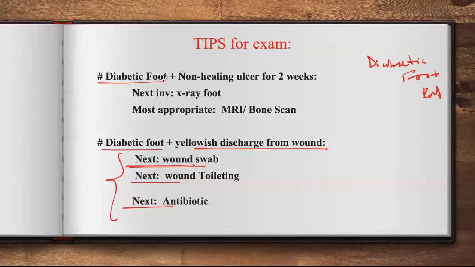Now, it's a diabetic foot, but it's a non-healing ulcer for 2 weeks. Any diabetic foot infection, if it is non-healing and the infection looks bad, you will be very concerned about osteomyelitis, especially if the infection looks a bit deeper. If you are concerned about possible osteomyelitis in a diabetic non-healing ulcer, your next investigation should be X-ray, but many times osteomyelitis will be missed in the X-ray, especially if you do it early in the first couple of weeks. Most appropriate to diagnose osteomyelitis is MRI or bone scan. Okay, so that's what the exam question will give you.